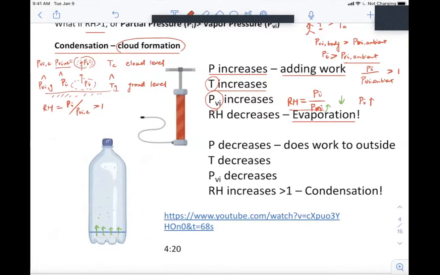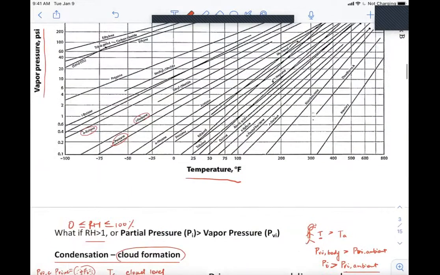And now let's think about what's happening when we open the seal, when we open the cap. You can hear the burst. The burst happens because the entire system that's sealed in the bottle actually does work to the outside. So according to the thermodynamics law, if you do work to the outside, then the temperature is going to decrease. If the temperature decreases, then the vapor pressure decreases, again according to the Antoine equation.